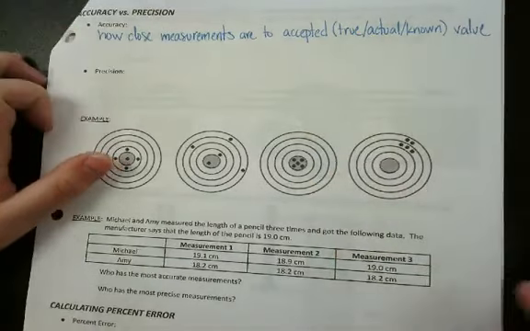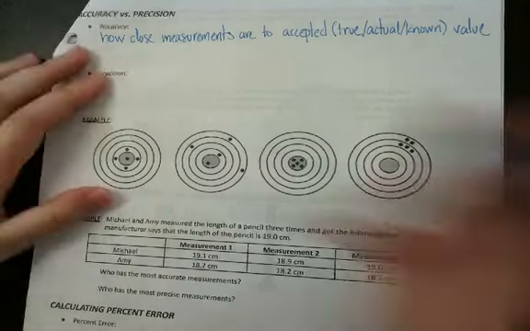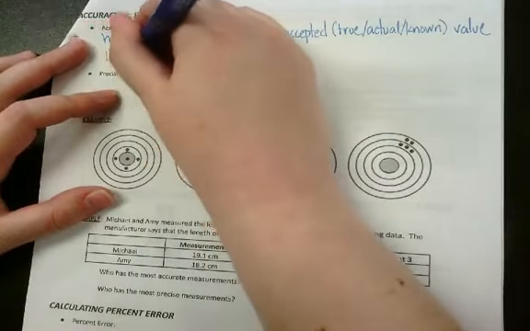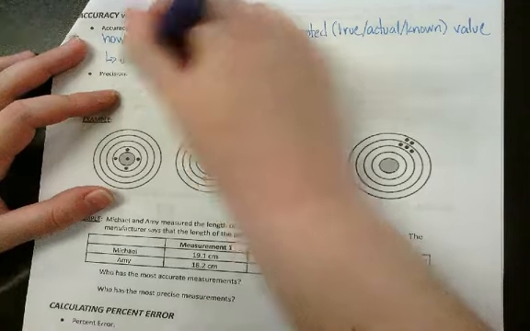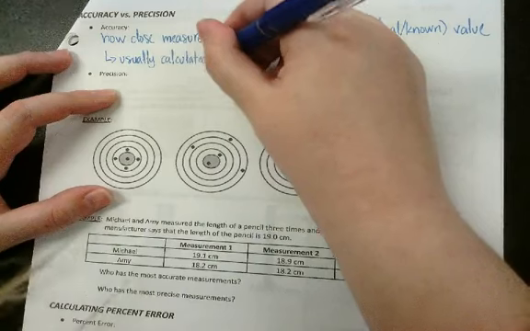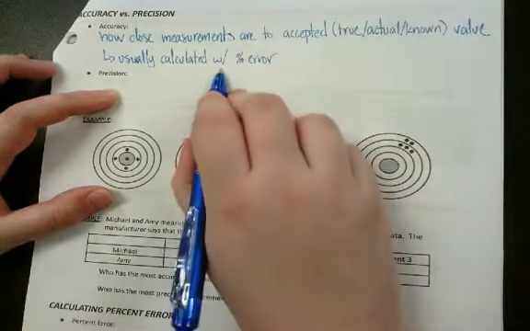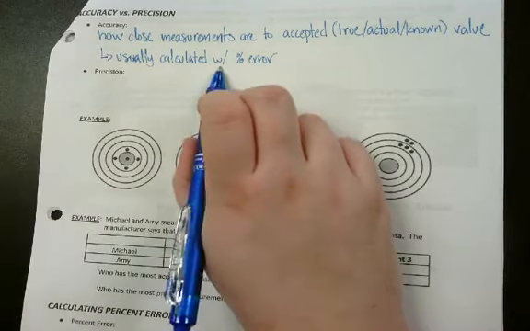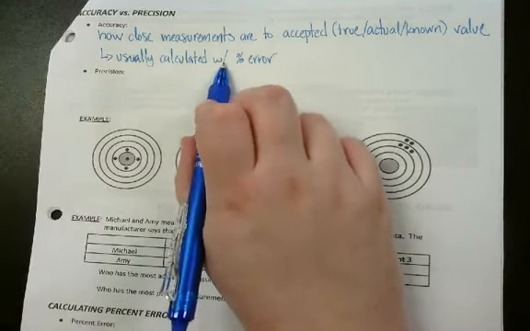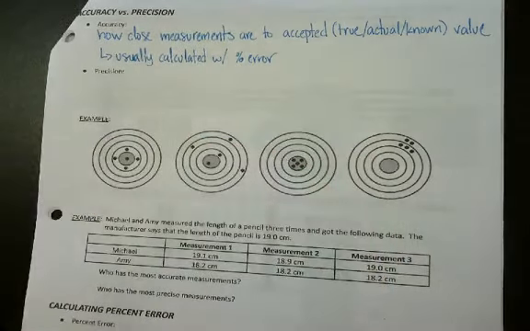Okay? Now, we determine accuracy usually through this calculation. It's usually calculated with percent error. This W slash, that means with. That's a common one that I use. So W slash means with. I'm going to use that abbreviation a lot. Okay? So accuracy is usually calculated with percent error.